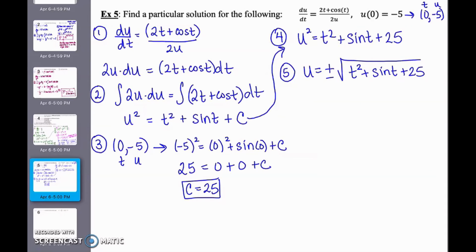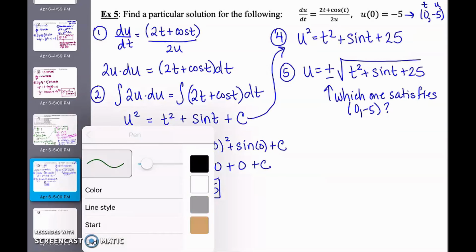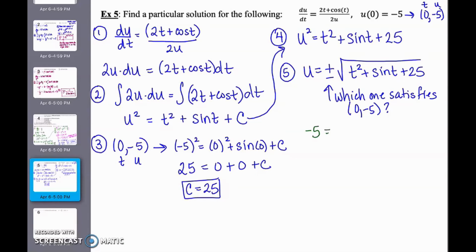Do I want the positive or the negative? So I go back and I ask myself, which one satisfies my initial condition? Right? Which one, the plus or the minus, makes that initial condition true when I plug it into my equation? So I'm going to go ahead and do that. I'm going to plug those in, and I get negative 5 is equal to plus or minus the square root of 0 squared plus sine of 0 plus 25, right? So I get negative 5 is equal to plus or minus, this is 0 squared is 0, sine of 0 is 0, right? So I just end up with the square root of 25, right?